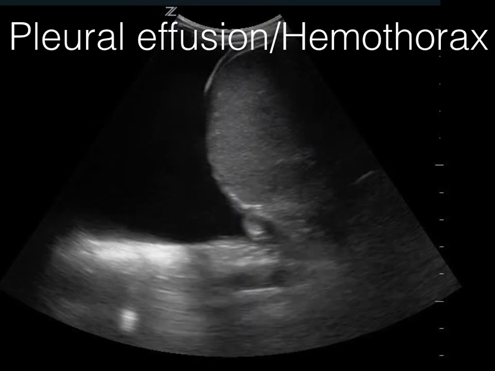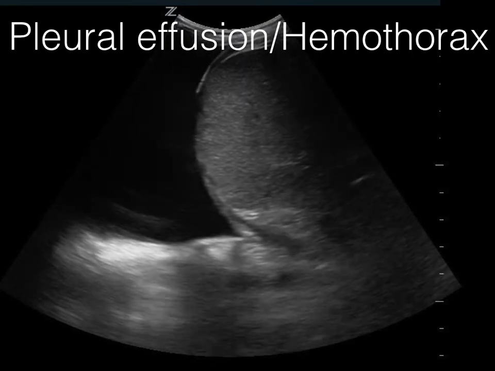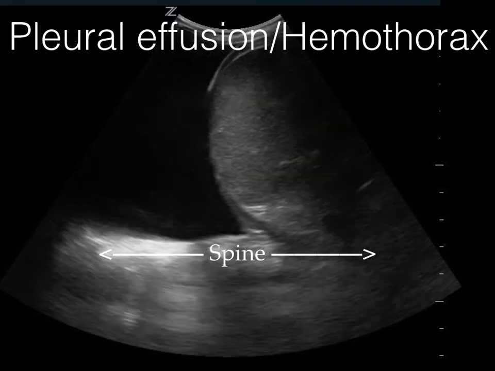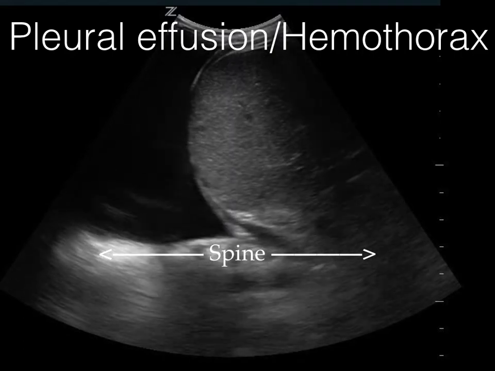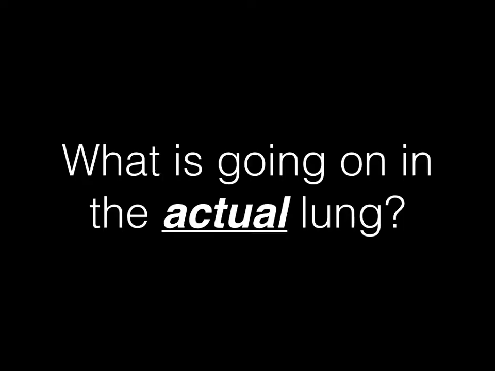Now, this is a mid-axillary view showing the diaphragm and the liver and the good old spine sign, which tells us that we can see above the diaphragm. But enough about all these spaces around or what's happening right at that pleural line. What's going on in the actual lung itself?